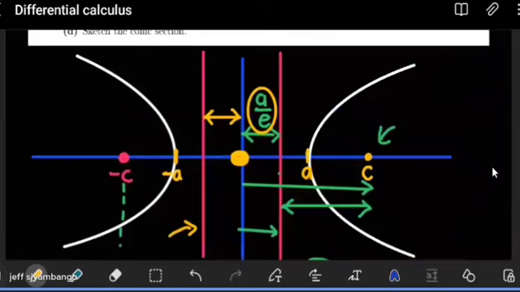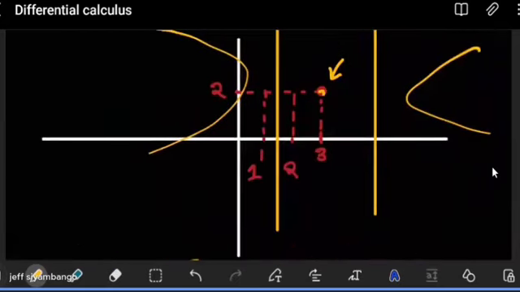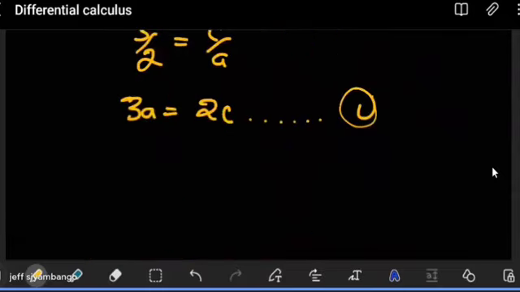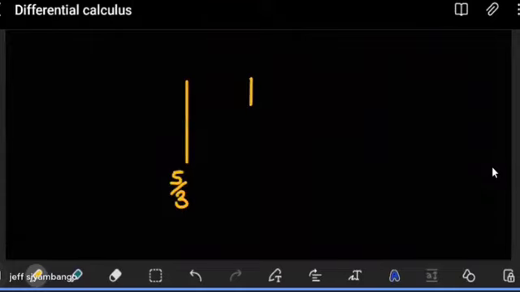Okay, so we are given the center. The center here, the x value is 3. The directrix, so you have one line, the directrix, that is 5 over 3, and then you have the center. The center lies along this part where the x value is 3.